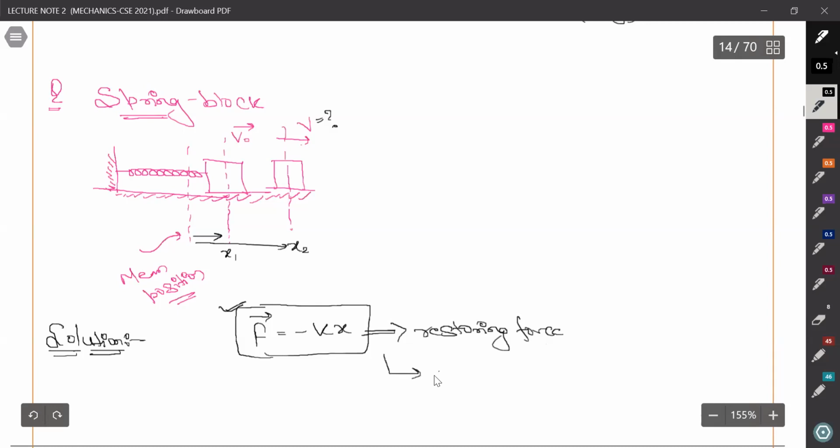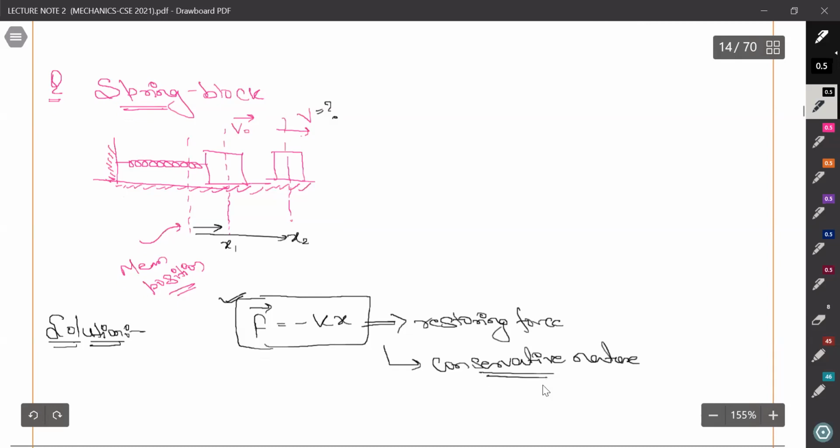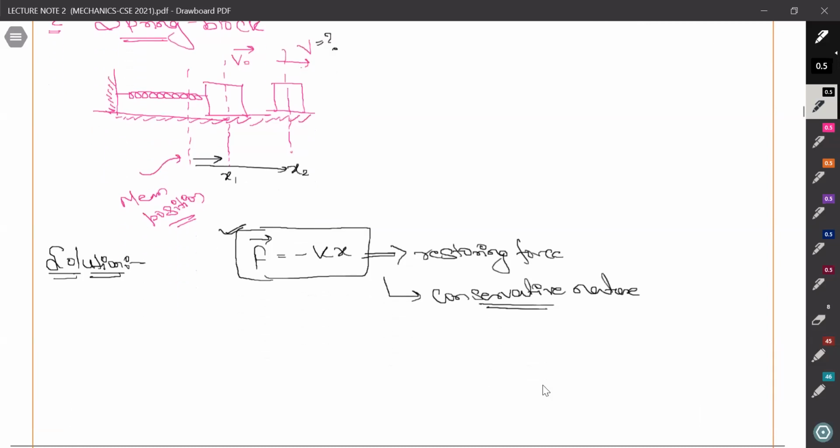And it is conservative in nature. You can also verify it. We have already discussed how to verify whether a force is conservative or not. But for now, let us suppose it's a conservative force. So we can apply the energy conservation for both the points.